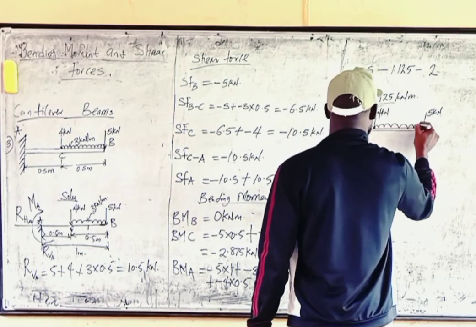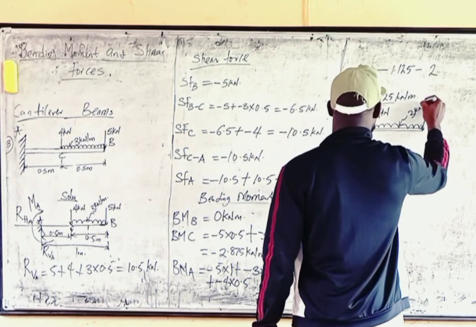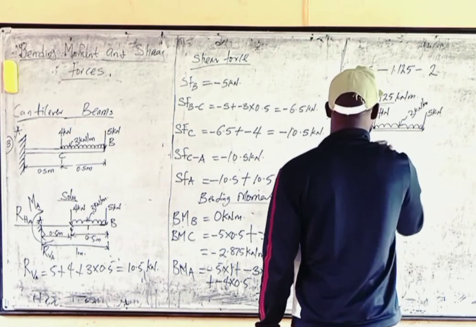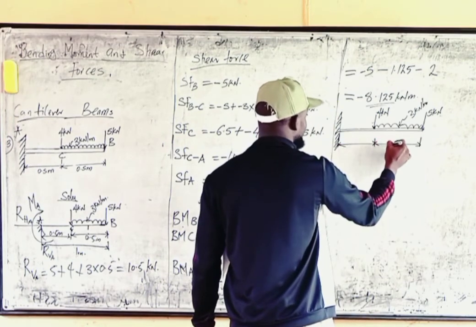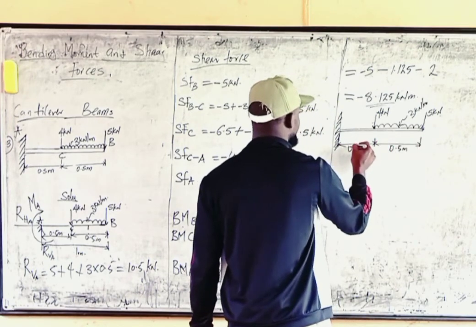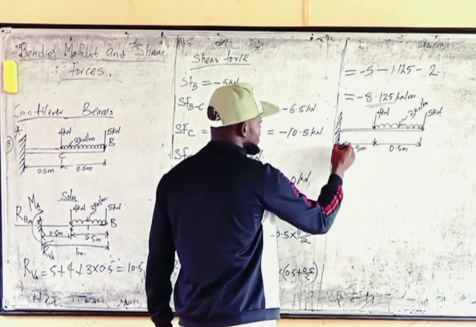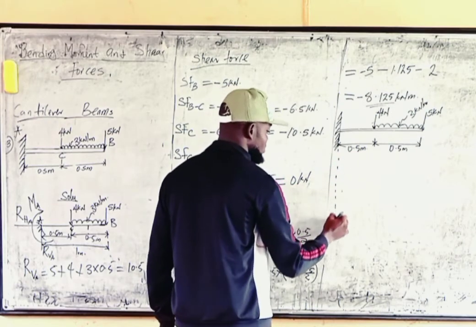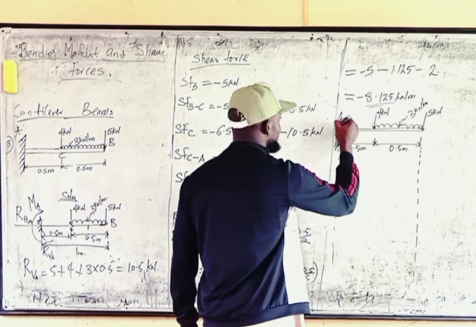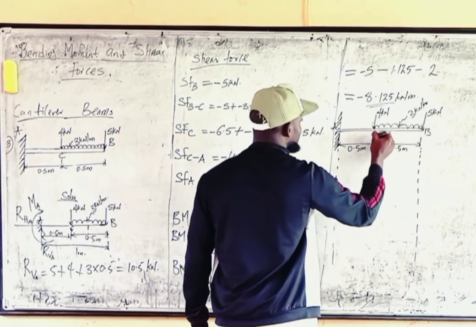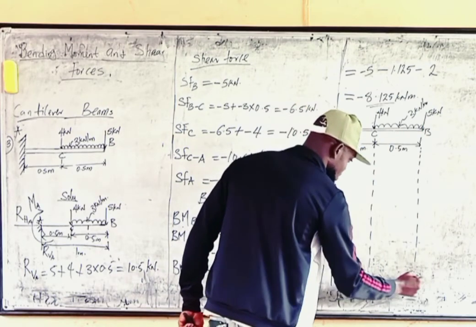Then we have a distributed load of 3 kilonewtons per meter. From here to here, I just withdrew the free-body diagram, 0.5 meters, 0.5 meters. So that's what we have. I put construction lines downward from each point, point A, point B, and C. Those are very important. So that's what you do.